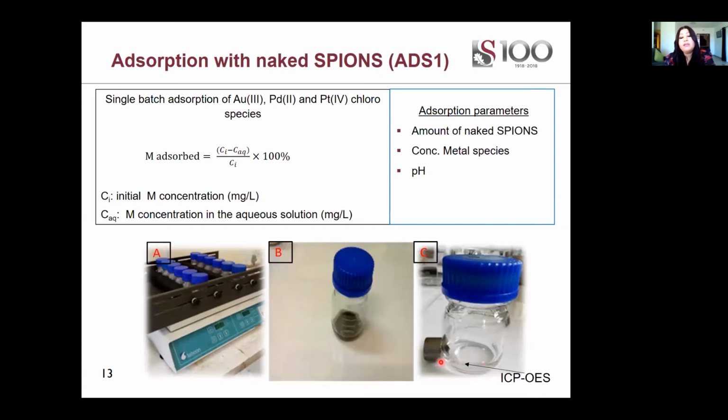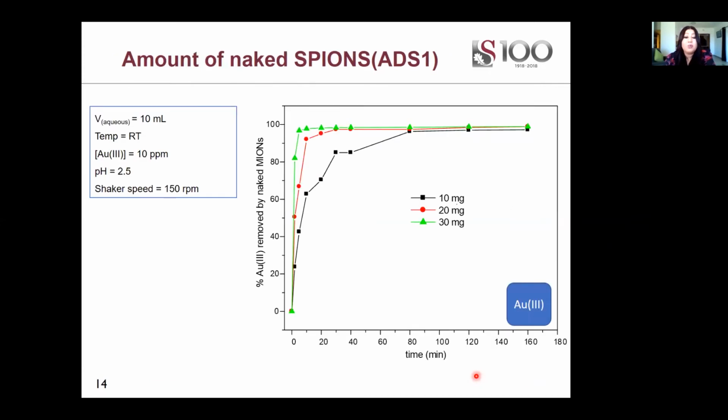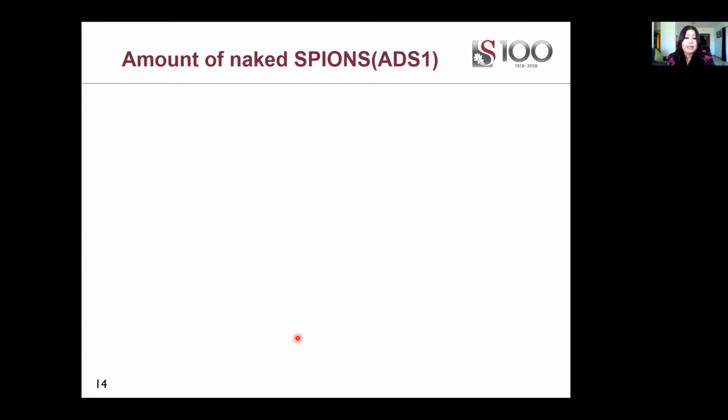then removing it, we did ICP on the remaining solution. And the results that we got was that with even 10 milligrams of adsorbent, you removed about 100% of gold in 80 minutes, which is excellent. And of course, if you increased your amount of adsorbent, so for 30 milligrams of gold, 100% extraction within 3 minutes. And that's kind of pretty excellent results.